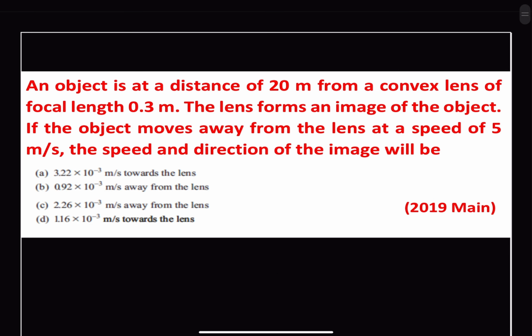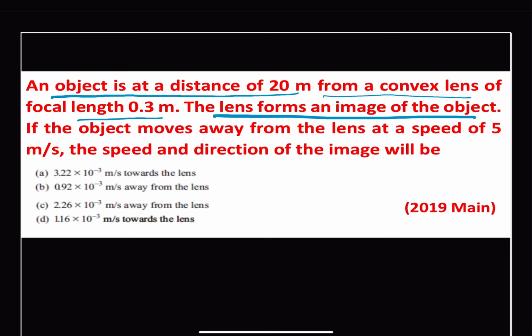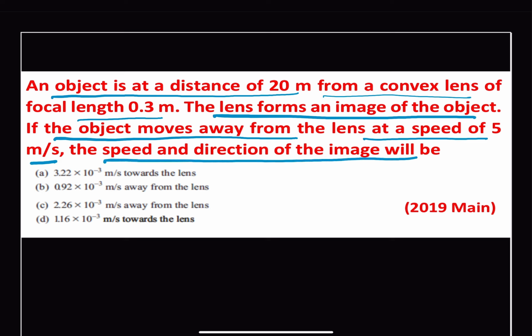and it is asked that an object is at a distance of 20 meter from a convex lens of focal length 0.3 meter. The lens forms an image of the object. If the object moves away from the lens at a speed of 5 meter per second, the speed and direction of the image will be.